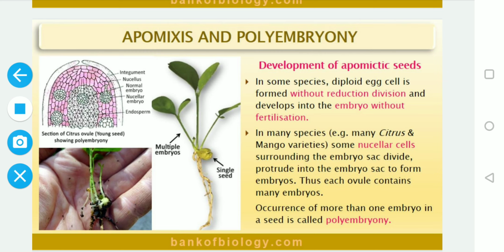The best example you must have observed: if you cut a citrus, a lemon, in our homes, we can easily identify the number of embryos, isn't it? In mango you should observe clearly, then only you can identify. They are nothing but the nucellar cells surrounding the embryo sac that divide and protrude into the embryo sac to form the embryos. Such occurrence of more than one embryo in a seed is called polyembryony.